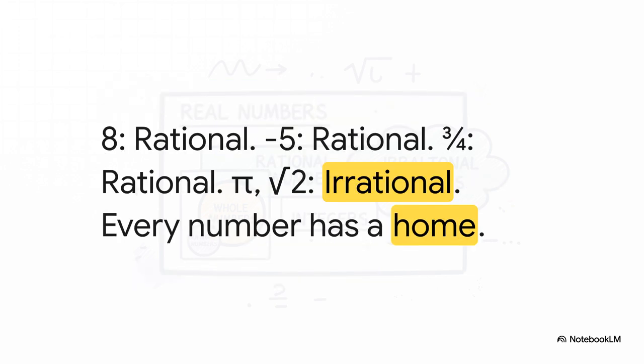So let's go all the way back to that chaotic jumble from the beginning. See, it's not chaos at all now. We know exactly where each one belongs. 8 is a natural number, which also makes it a whole, an integer, and a rational. -5 is an integer, which also makes it rational. 3/4 is clearly rational, and pi and the square root of 2 are rockstar irrationals. See, everything has a home.